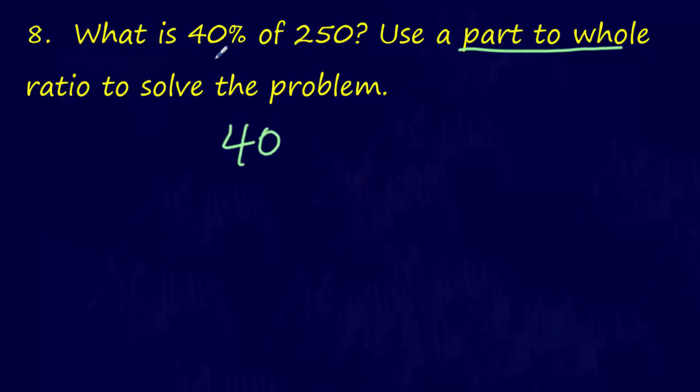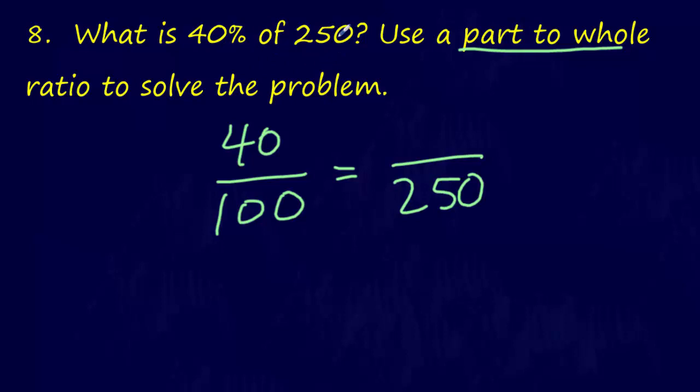Well, 40% is the part. If it wasn't the part, it'd be 100%, right? 40% of 250. Well, then let's represent that as 40 over 100. That's equal to, well, 250 is the whole, because we're taking a percent of that amount. Okay, now we end up with a problem like this. We could always figure this out.